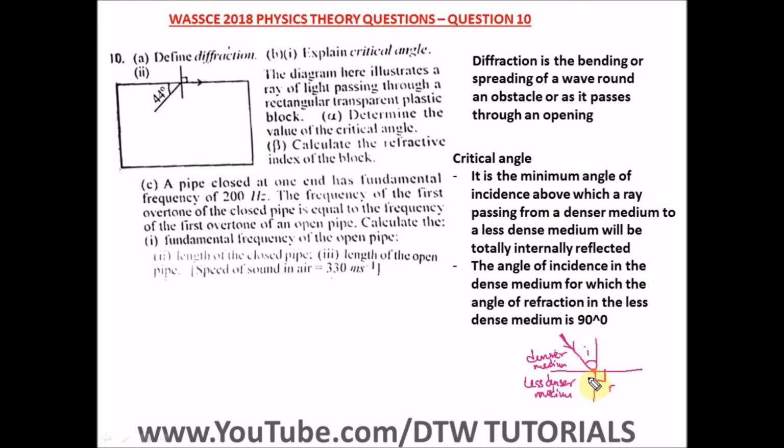Some students mistake the critical angle for the refracted angle, which is wrong. A critical angle is the angle of incidence when the refracted angle is 90 degrees, and it is from a denser medium to a less dense medium. So when you are defining this, try to just draw a diagram. For any definition, if you can have a diagram, just try to draw it.